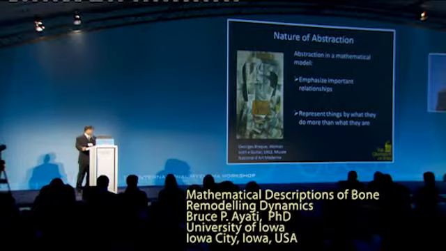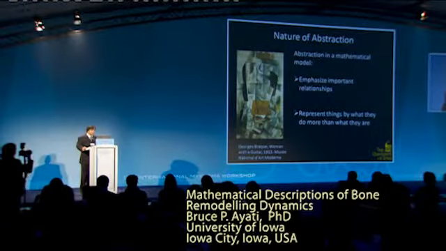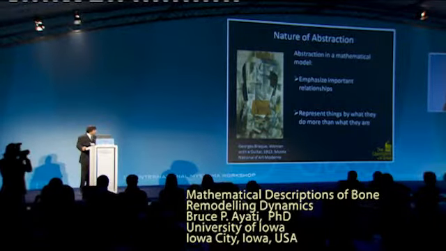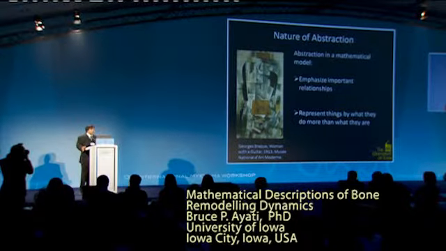Another issue is that we want to represent things by what they do rather than what they are, meaning that in a model, things have function rather than description.